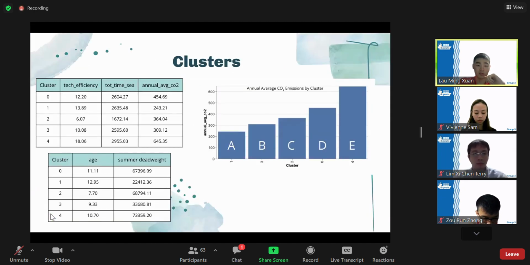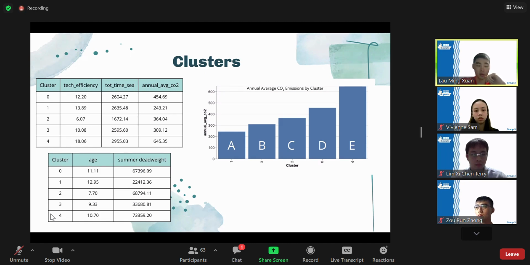Here are some of the information about the 5 clusters. The tables on the left give the mean of each variable for each of the clusters, while the graph on the right shows the average CO2 emitted for each cluster. We gave the clusters the names A, B, C, D, or E based on how well performing they are in terms of carbon emission.